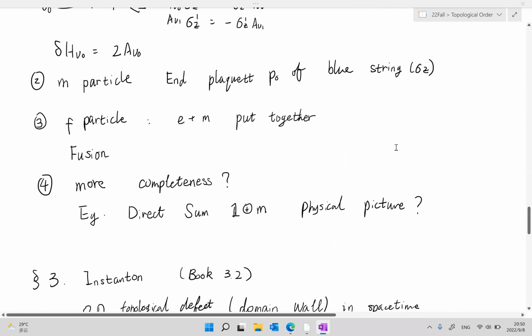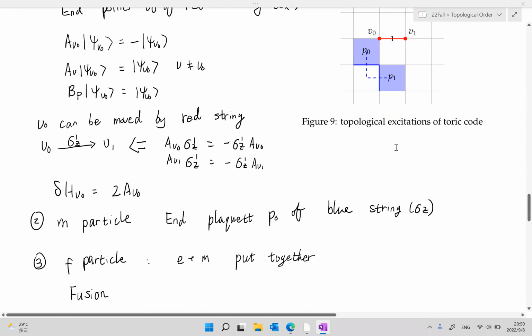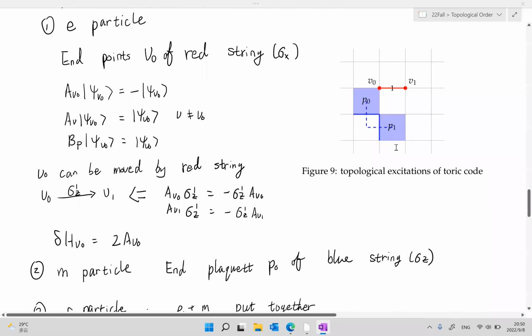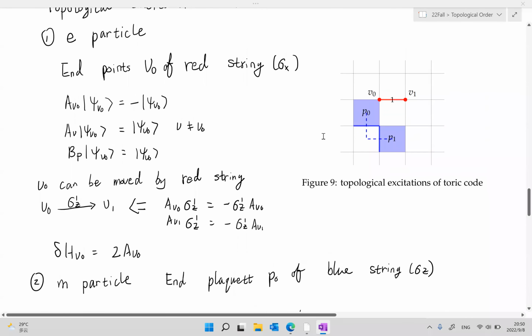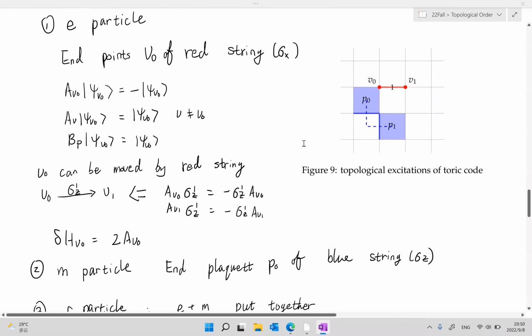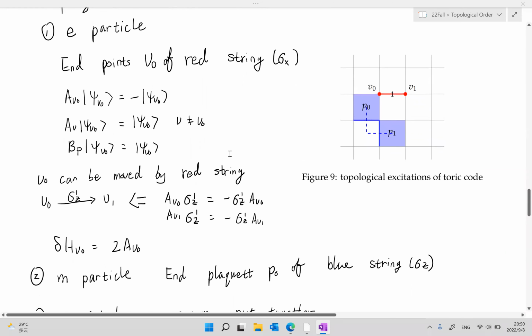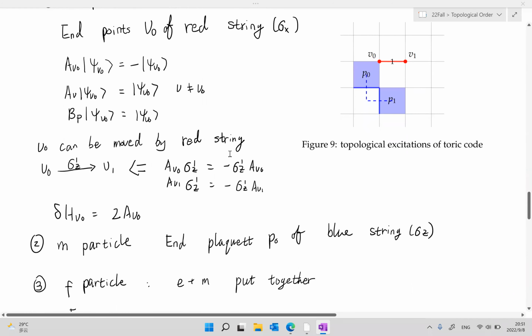Actually, this is on a closed manifold. Yeah, closed manifold. So when we have an open boundary, we may create these particles from the boundary and move one into the bulk alone. We will talk about this in a later chapter, but it is a little far, so we'll come to that.